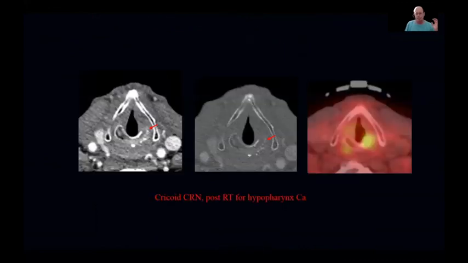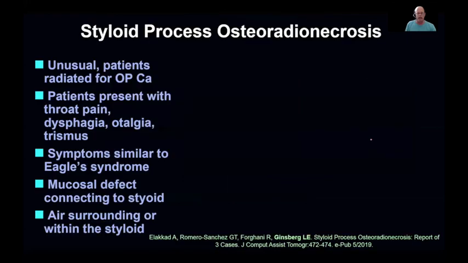We don't see as often chondroradionecrosis of the cricoid cartilage, but this is such a case where we can see this clearly normal cricoid on the right side and clearly abnormal dissolving cartilage on the left side, and naturally it is hot. And the final thing that I'm going to show is styloid process osteoradionecrosis.